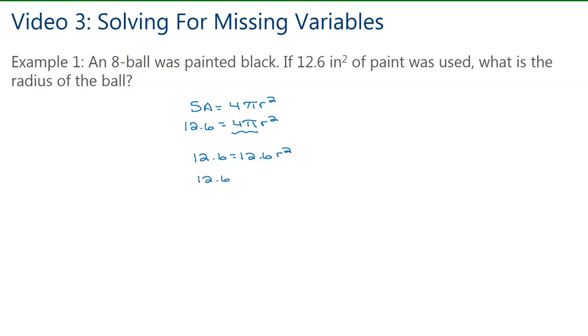Now we need to divide both sides of the equation by 12.6. And on the left, that works out to be 1. And on the right, we get r squared. Now since we're looking for r, we now need to find the square root of 1, which is 1. So we can say that the radius of the 8-ball is 1 inch.